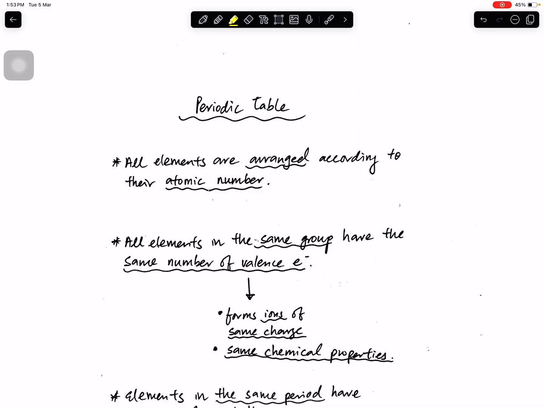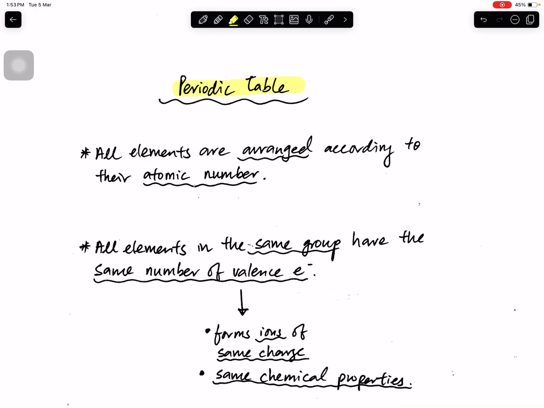So today we're gonna talk about your periodic table. In your periodic table, the first thing you need to know is that elements will always be arranged according to their atomic number, meaning their proton number.